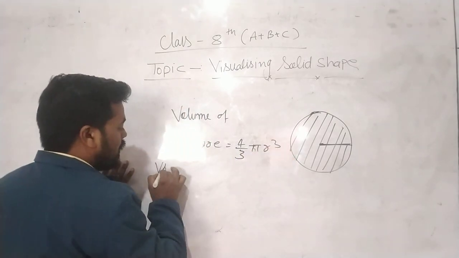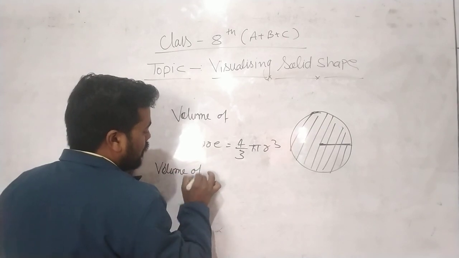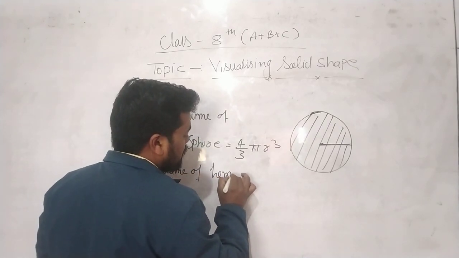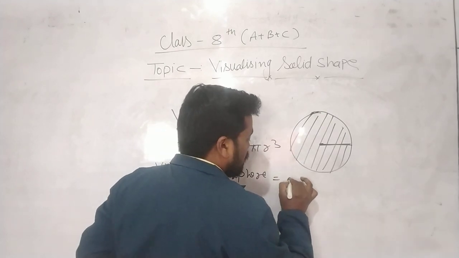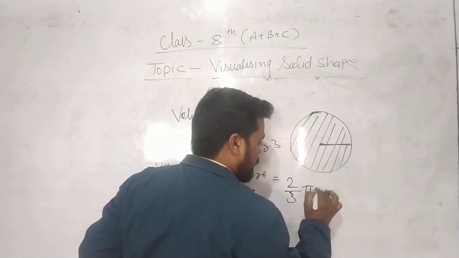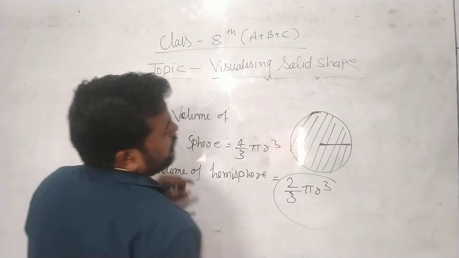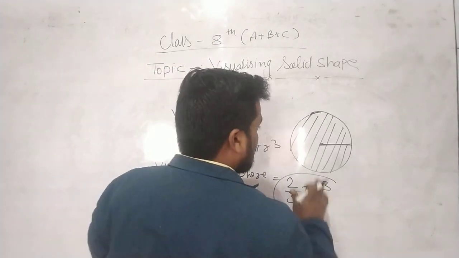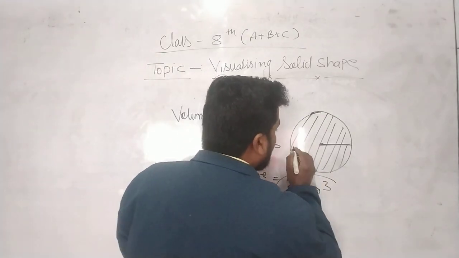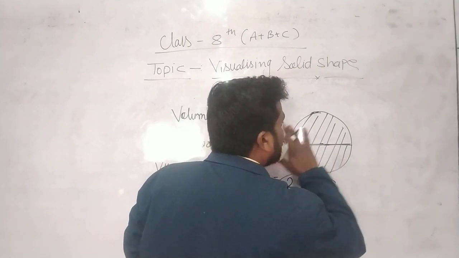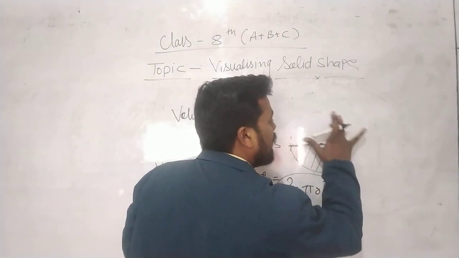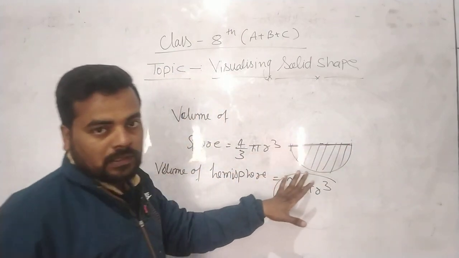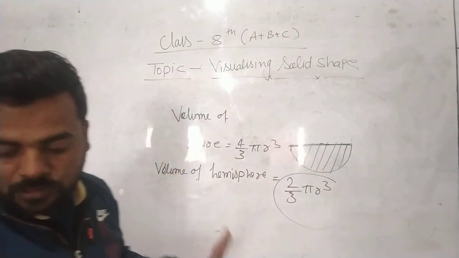Okay. Volume of hemisphere is equal to 2 upon 3 pi r cube. What is hemisphere? Okay. Hemisphere means अगर हम इस बॉल को कट कर दे आधा, it means half. सिर्फ हम हाफ की बात करें. This is known as hemisphere. Okay. This one is known as hemisphere. Understood?